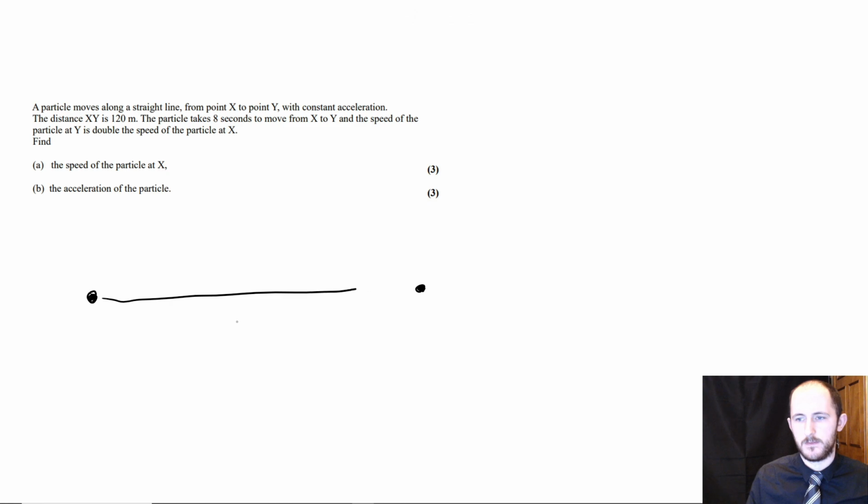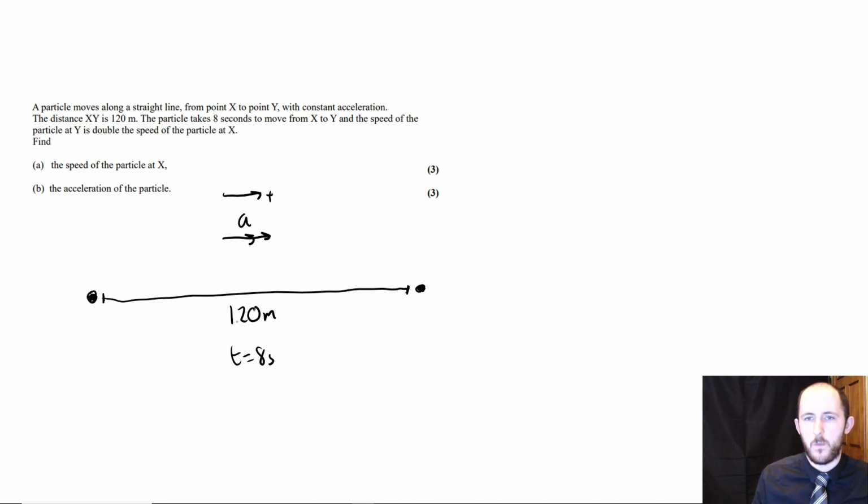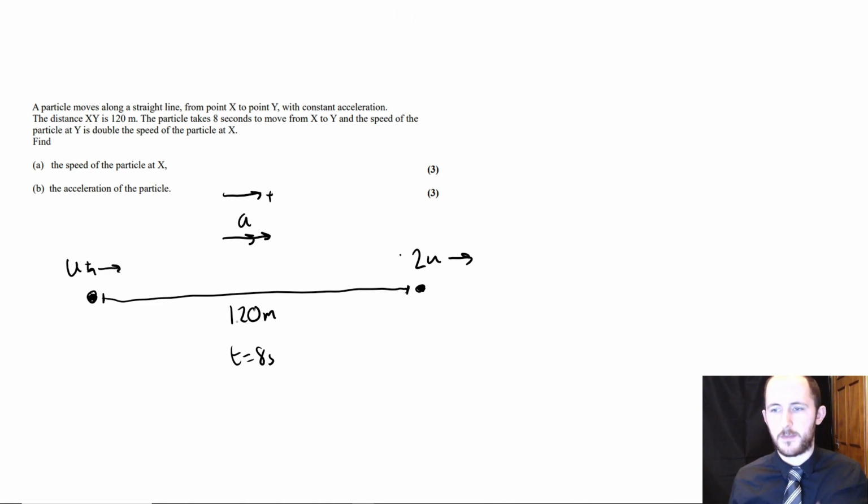So we have this is 120 meters. Constant acceleration, so I'm just going to call that A because we don't know what it is. Once again, I'm going to take to the right as positive. It takes 8 seconds as well. Now the speed at Y is double the speed at X. So we can say that U is just U, and on this one we're going to write 2U because it's twice the velocity. So the speed of the particle at X, so again let's just write X and Y.